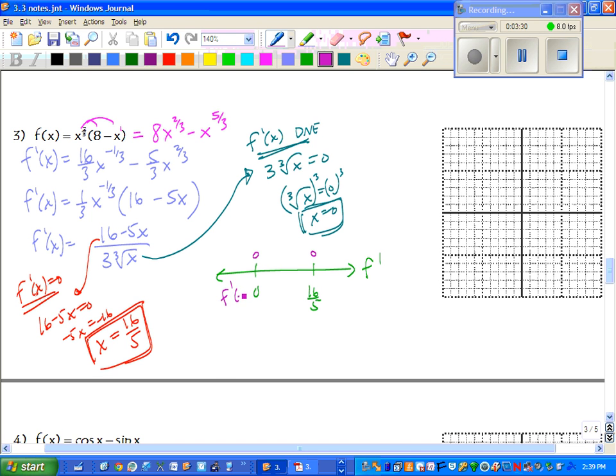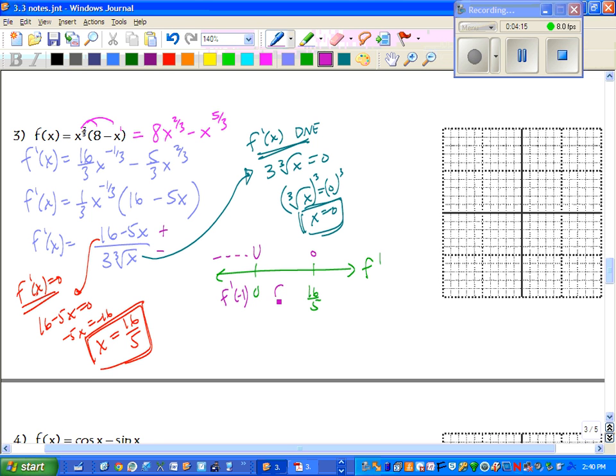So let's figure out what the derivative is when x is negative 1. Here's our derivative. We put negative 1 on top: 16 minus 5 times negative 1. We're going to get a positive value. Bottom, the cube root of negative 1 is negative 1 times 3, so we get a negative value. Positive divided by negative is going to be negative. And I just realized a mistake that I made when labeling this number line. At 16/5 the derivative is 0, but when x is 0, that's when the derivative does not exist. So instead of putting 0 there, I'm going to put a u for undefined, because that makes a difference in what our graph looks like. We'll talk about that in a little bit.